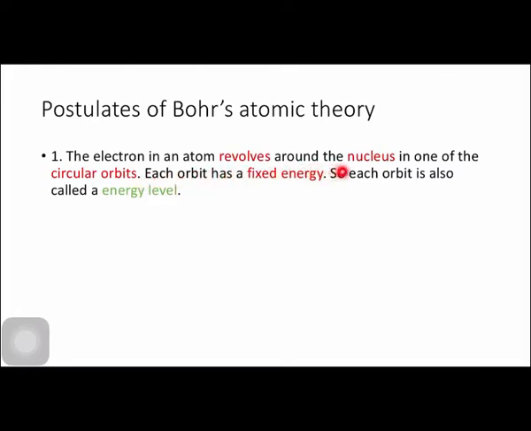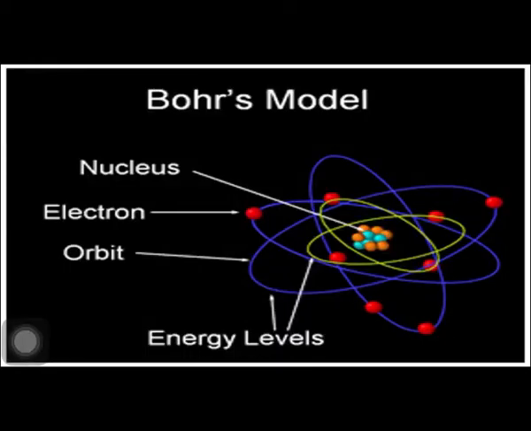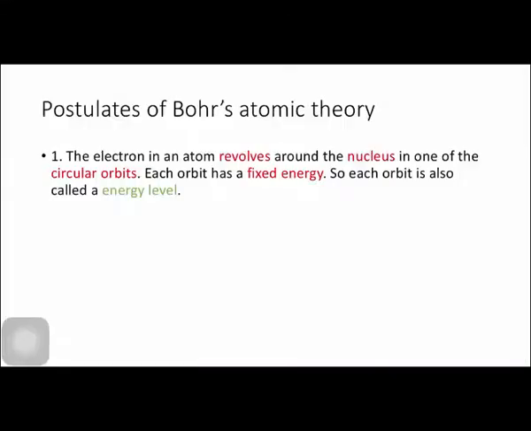This postulate is important because it removes the drawback of the Rutherford atomic model. According to Rutherford, the atom collapsed due to the continuous loss of energy, whereas Bohr said the energy of an orbit is fixed, so it would not collapse. So this is the first postulate.